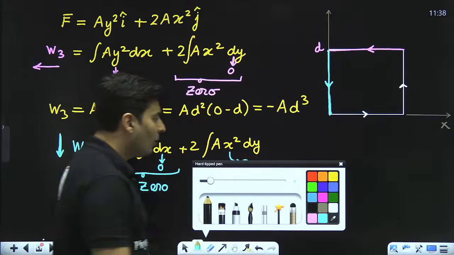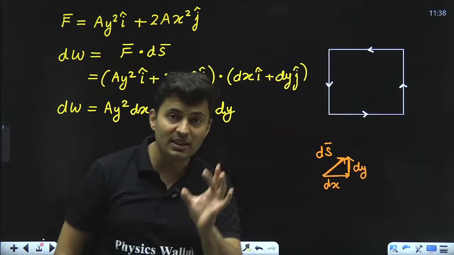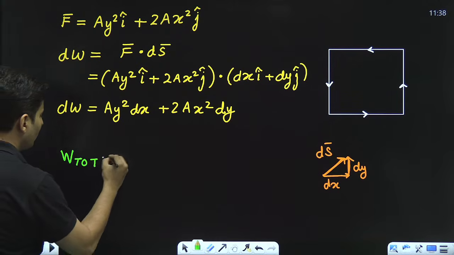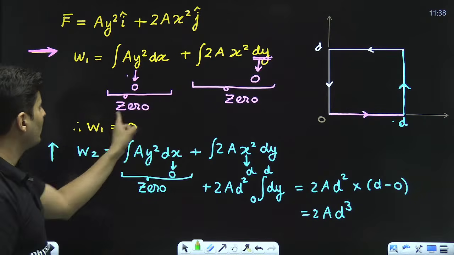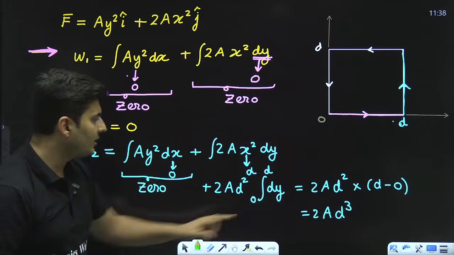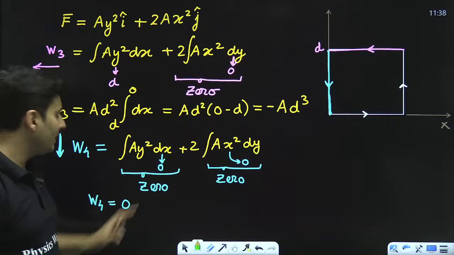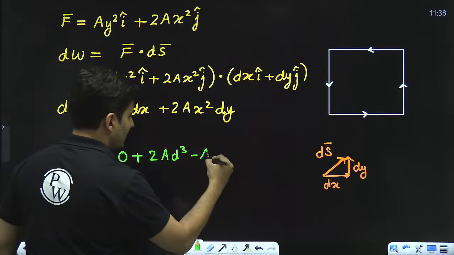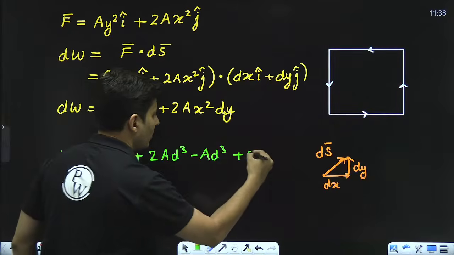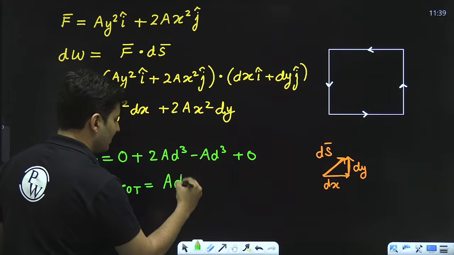W4 will be 0. Once we are done with all the 4 segments, it's time to sum them up, because work is a scalar quantity. We can just add the numbers with the signs. No need of vector addition. So if I want to find the total work done, let's calculate. W1 is 0, plus W2 is 2ad cube, W3 is minus ad cube, and W4 was just 0. So therefore, the total work done, 2 minus 1 is 1. So it will just be ad cube, guys.